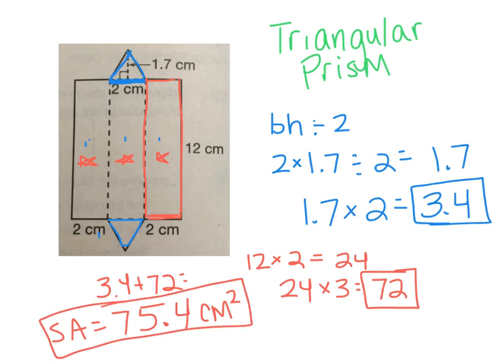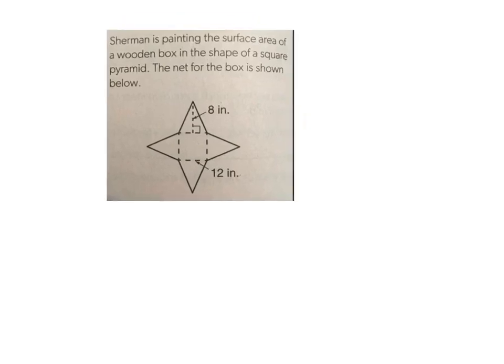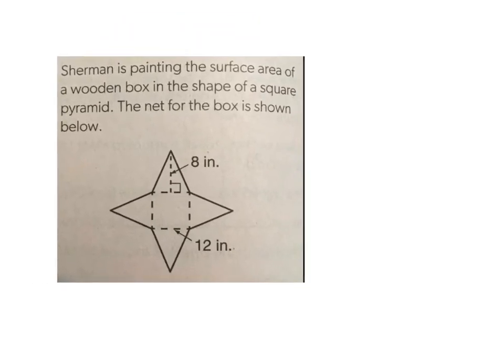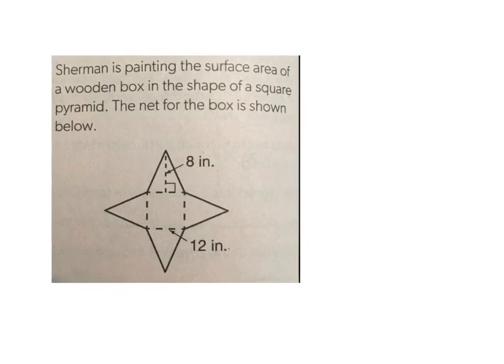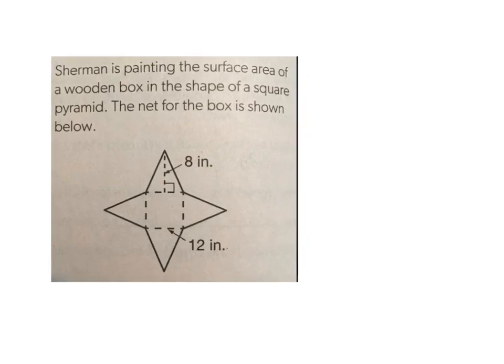Okay, so see how we're taking what we learned last week, finding the area of those different two-dimensional figures, and we're using that to help us find the surface area of our three-dimensional objects this week. All right, we're going to do one more together. If you'll take a look here, it says Sherman is painting the surface area of a wooden box in the shape of a square pyramid. The net for the box is shown below. So I would like to challenge you to pause the video and work this one out on your own, and then you can hit play and see if you come up with the same answer that I do. All right, good luck.